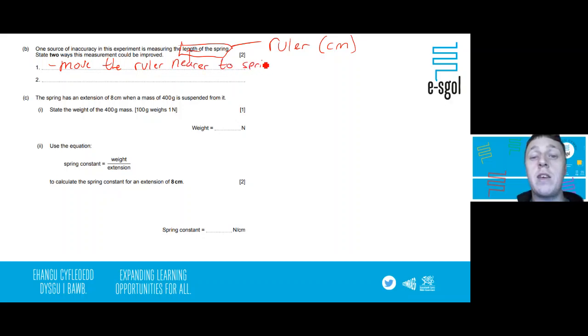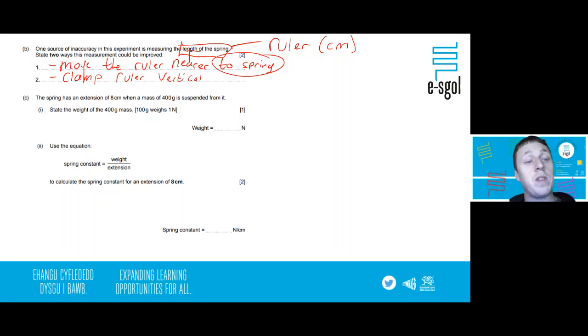Any question like this, it's very useful to identify what you mean by move it nearer. Nearer to which component are we specifying? The second one, again, identify the ruler. You might want to clamp or ensure the ruler is clamped vertically, so it's secure in place. We don't have to worry about it moving during the experiment.